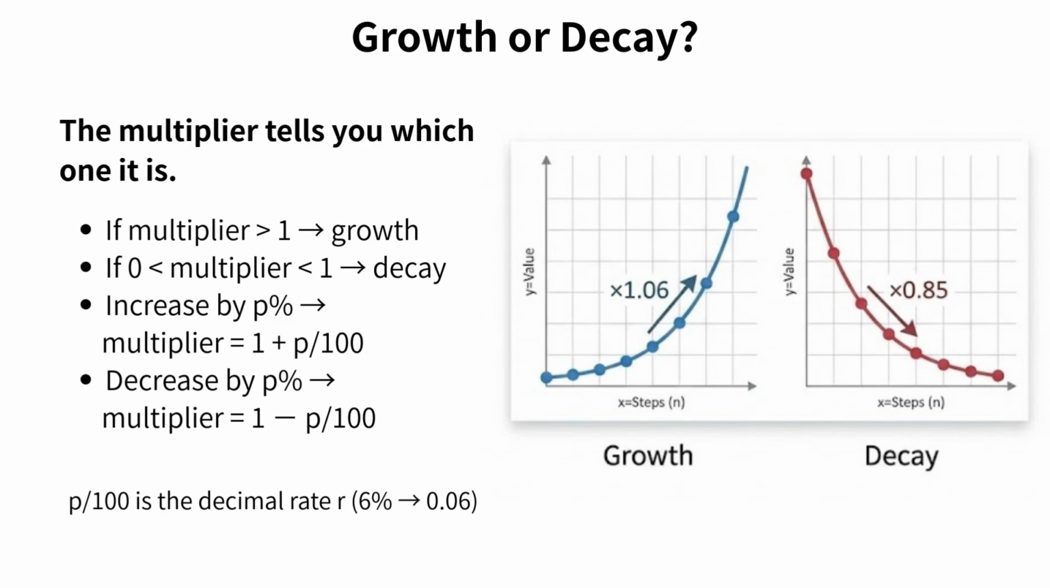That's why this growth example can use a multiplier like 1.06, and this decay example can use a multiplier like 0.85. So remember, greater than 1 means growth, between 0 and 1 means decay, and percent change becomes a multiplier you apply every step.